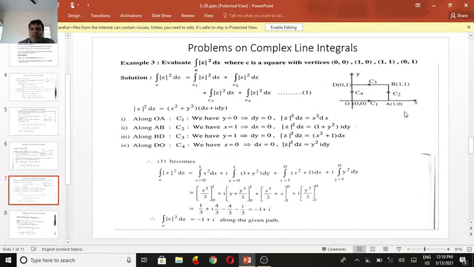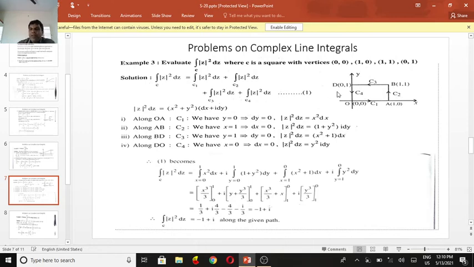So along the line AB, I denote curve C2, we have x equal to 1. So dx equal to 0. So mod z square dz becomes, x equal to 1, means 1 plus y square. So dx is 0, so i times dy. So along curve C2 it becomes (1 plus y square) i dy.